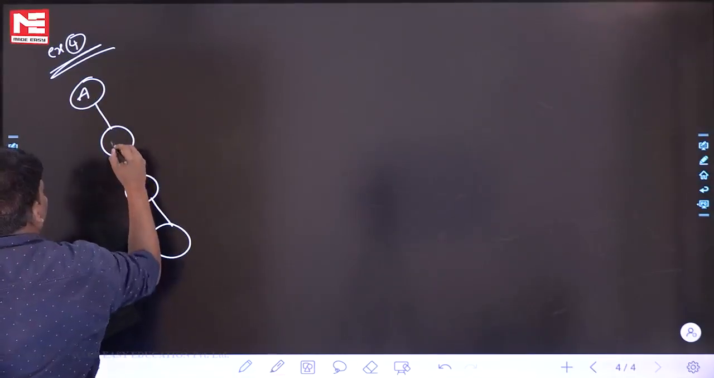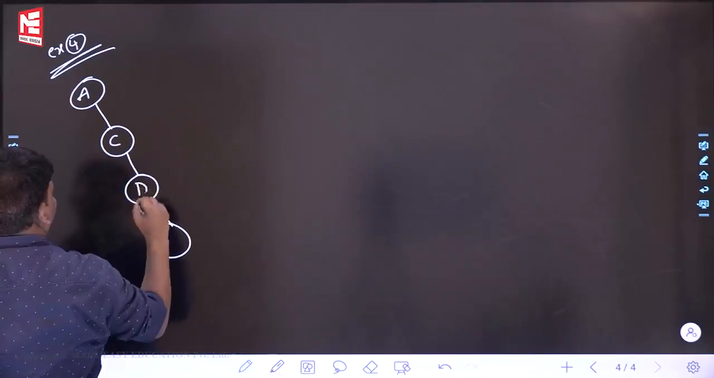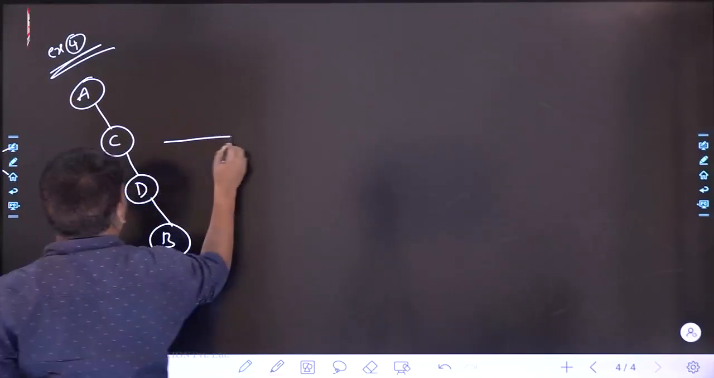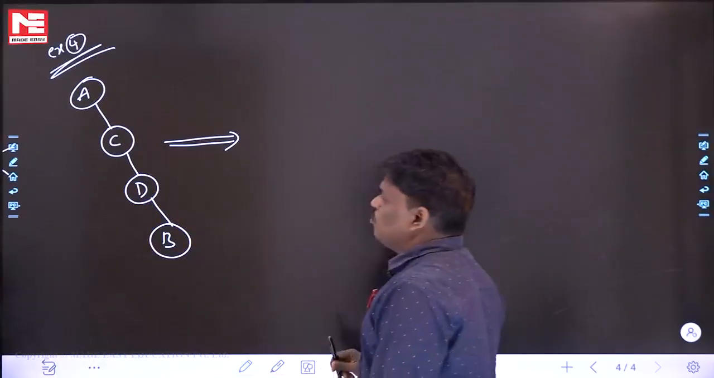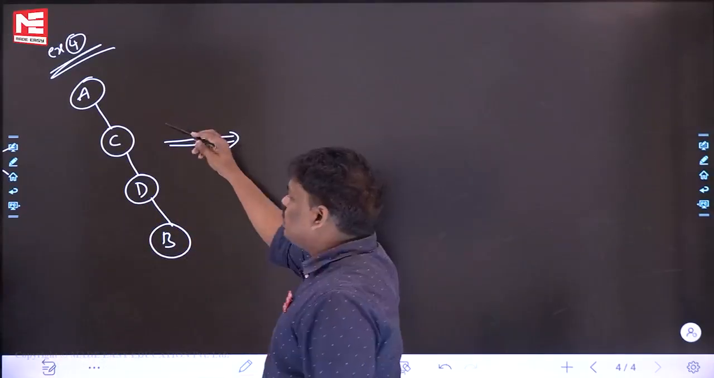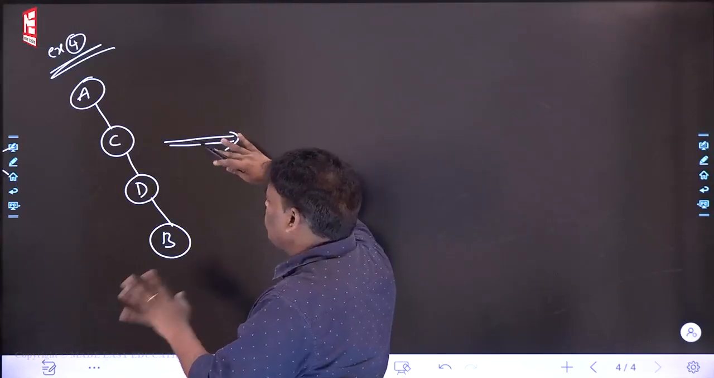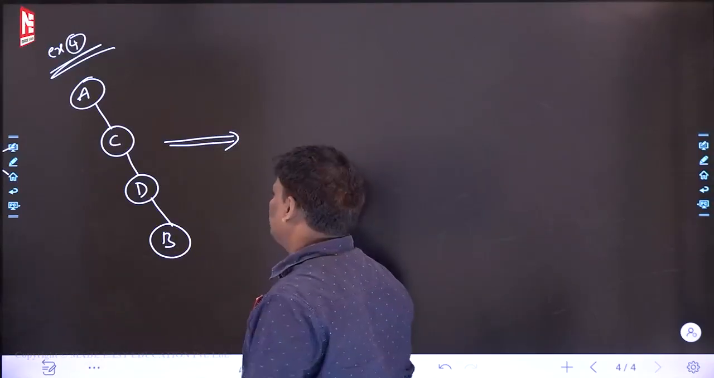A, C, D, B. This binary tree, if you store it in the form of an array, what will be the answer? Just verify. See the fourth example. If you can give the correct answer to this problem, then mostly you got the array representation. So I am starting now.